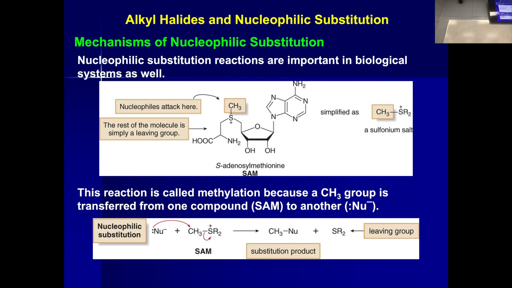But this is called SAM, S-adenosylmethionine, and it is the biology equivalent, essentially, of bromomethane. But your body can't make bromomethane. If it did, you'd die. But it can make SAM. This is the leaving group. Man, that's a big leaving group, right? But a nucleophile can react with SAM just like it can an alkyl halide, and it attacks the carbon, and the leaving group leaves, and you form a new carbon-nucleophile bond.